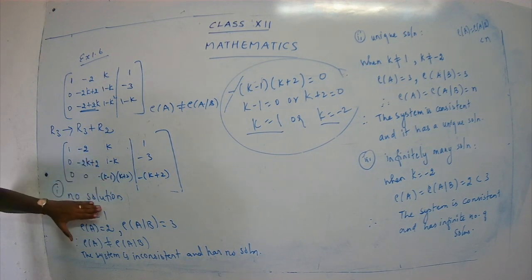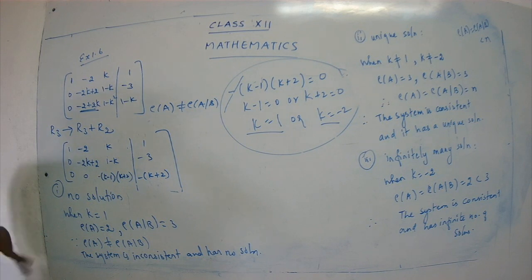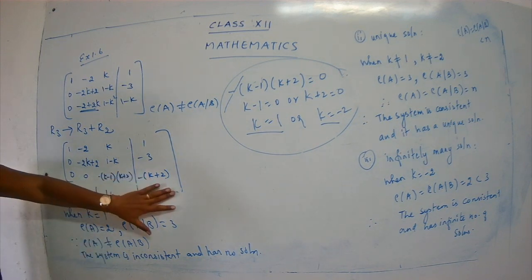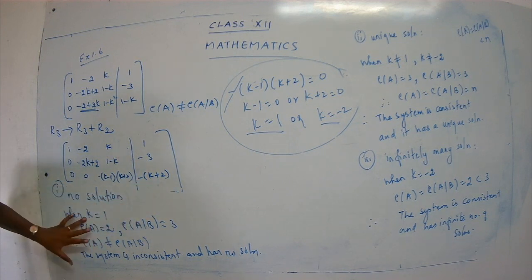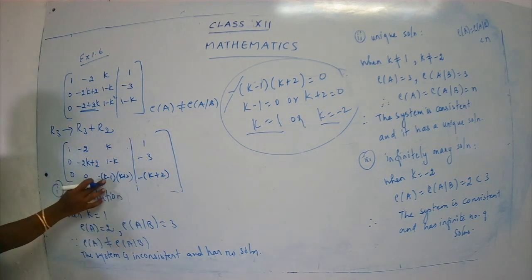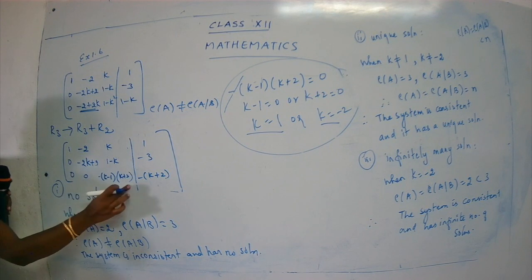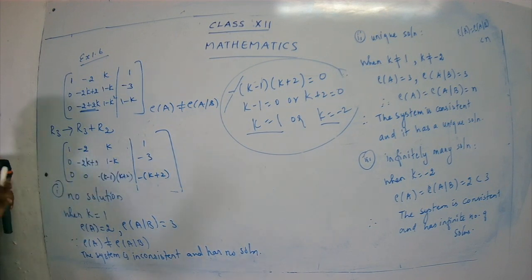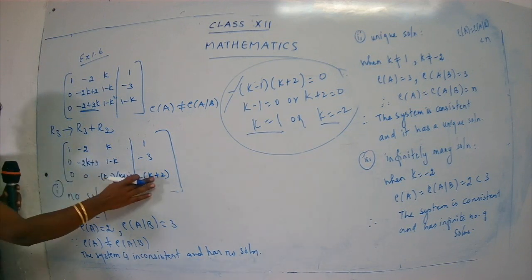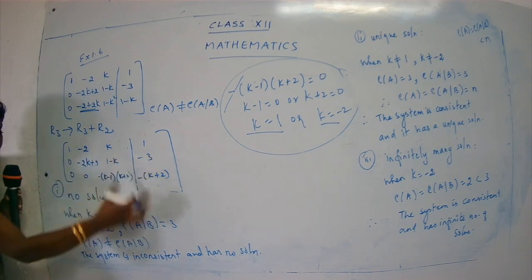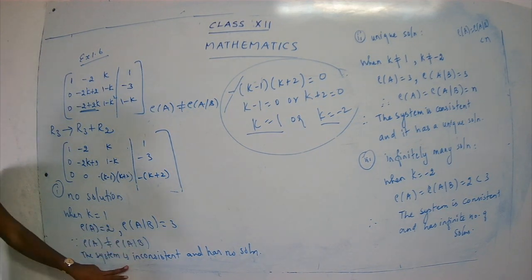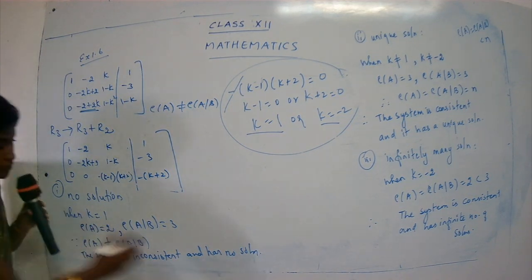After this, the first thing is for no solution. When you get a no solution, rank of A is not equal to rank of B. So this rank should be different and this rank should be different. So if I take k as 1, if I put here 1, what happens? This term becomes 0. So if this term becomes 0, what is the rank? The rank is 2. We are not doing any changes here, so rank of AB is 3. So the ranks are different. So you say the system is inconsistent and has no solution.